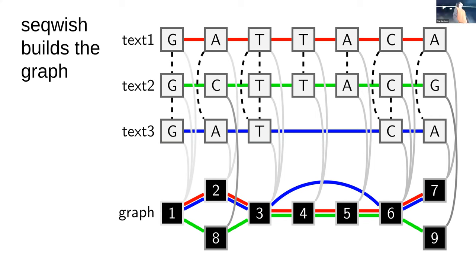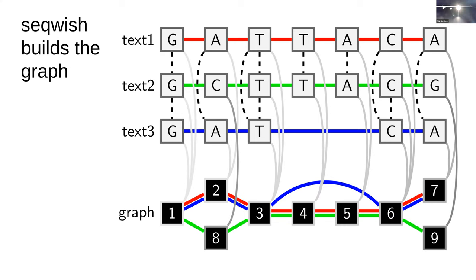So then, how do you build the graph once you have it? You can have a really, really simple algorithm. We'll just run through all the text, every position, and see what is mapped to that position, what is matched. And that's represented here with these dotted lines. This is what's called an alignment graph in the literature.